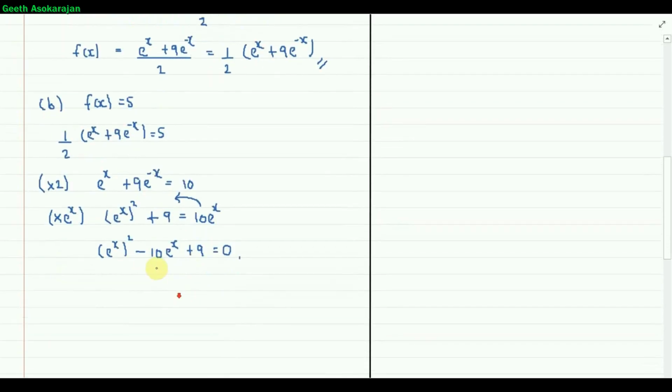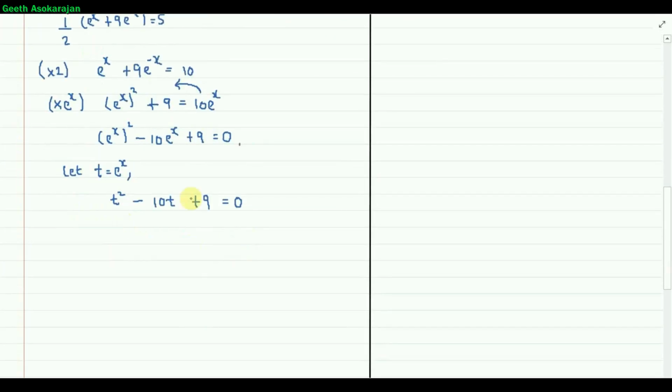So let me continue from here. Now I'm going to use a substitution to help me with this one. So I'm going to let t equal e to the x, or if I simply replace e to the x by t, we're going to have t squared minus 10t, so I'm replacing the e to the x terms by t, plus the 9, and that is equal to 0.